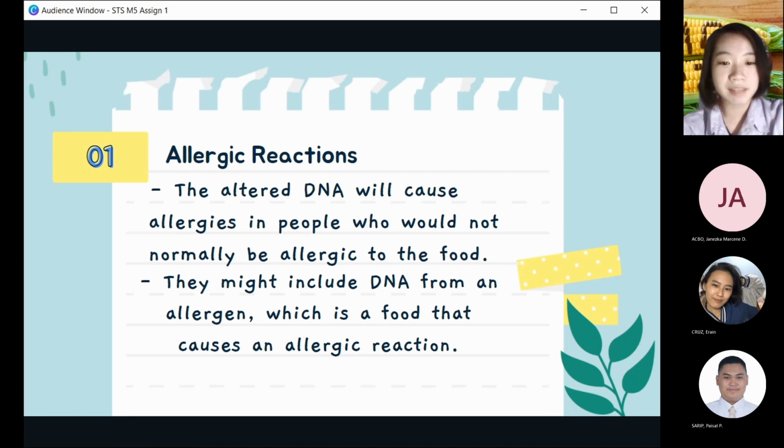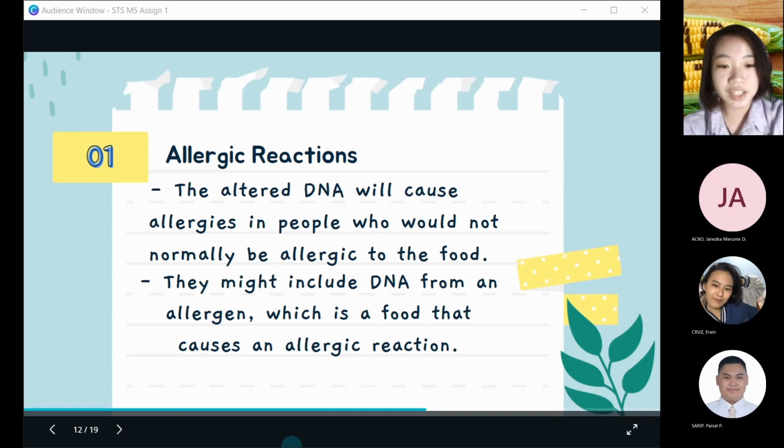This is due to the possibility that they might include DNA from an allergen, which is a food that causes an allergic reaction. People with known food allergies have no way to avoid the potentially significant health implications of ingesting GMO foods that include concealed allergenic material if there is no labeling.